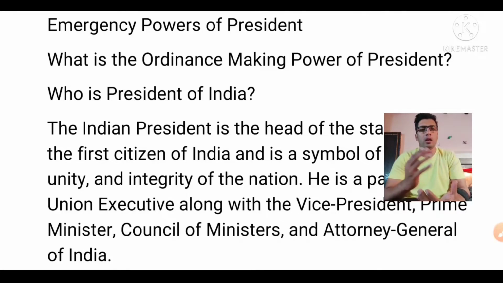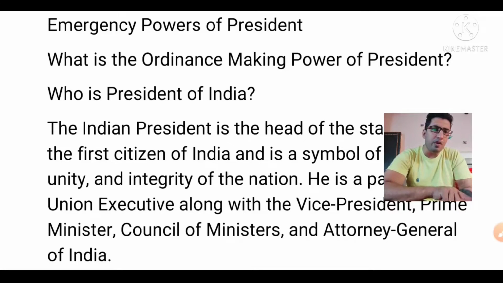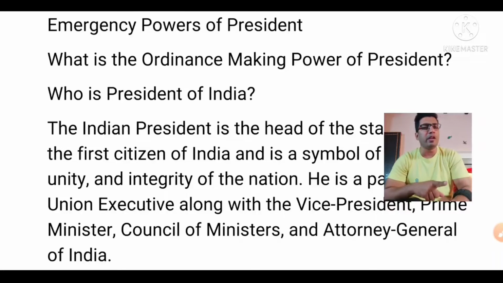Because it would be in contrary to Article 74. Article 74 says there would be a Council of Ministers headed by the Prime Minister, and it would be binding on the president to act on the aid and advice of the Council of Ministers. This is mentioned in Article 74. How is it possible that under Article 111 he can utilize his absolute veto? It happens. I am going to give two examples for this situation.